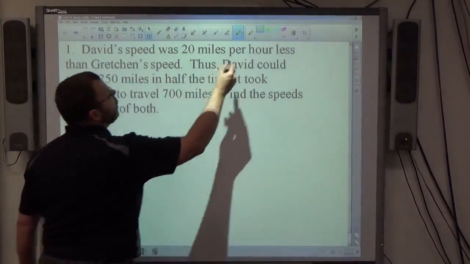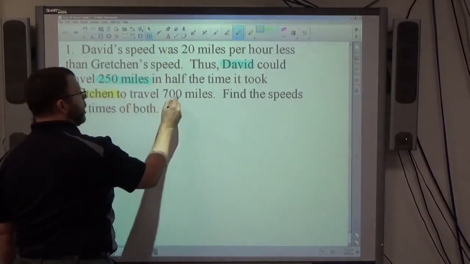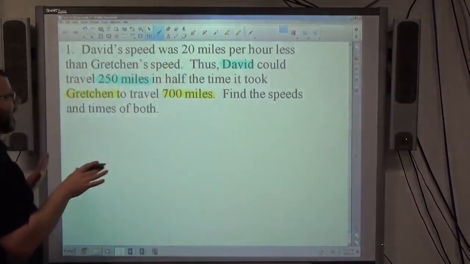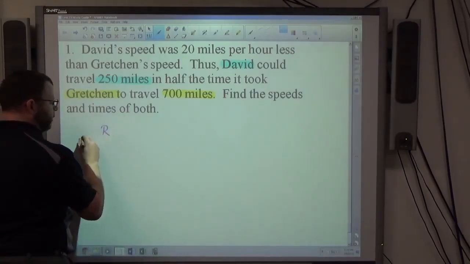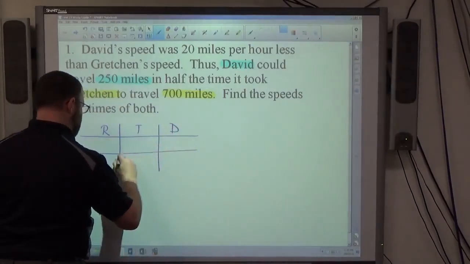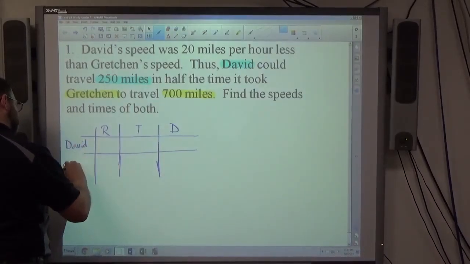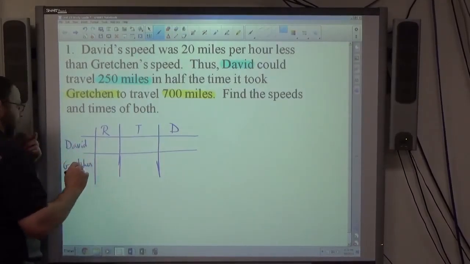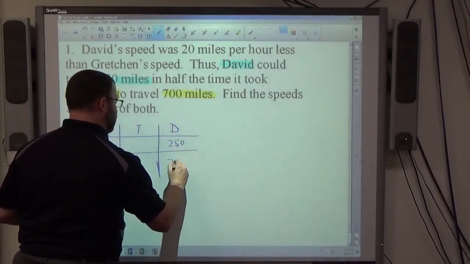So, we're looking at a uniform motion problem where I'm given both distances. David's going 250 miles, and Gretchen is going 700 miles. As soon as I see it's that kind of problem where they give me the distances, I'm going to go straight to my rate time distance chart. Put David on top and Gretchen below. If I fill in their distances, David's distance is 250 miles, Gretchen's is 700 miles.